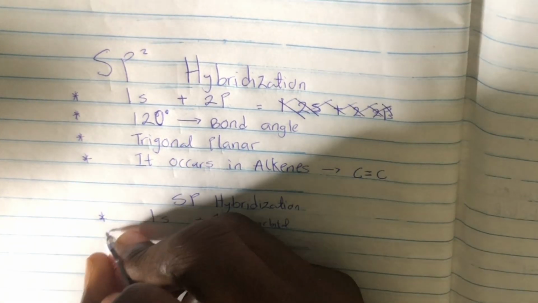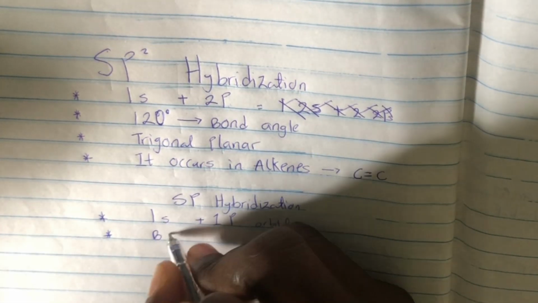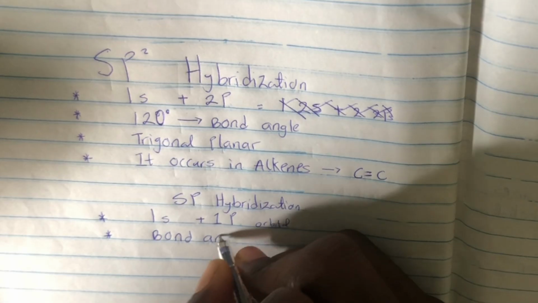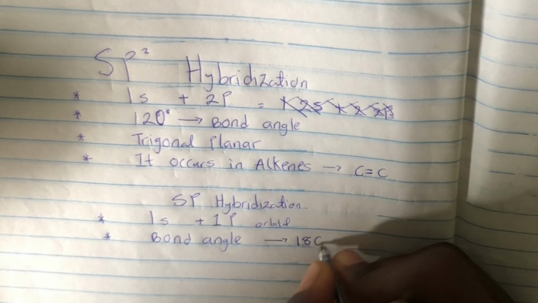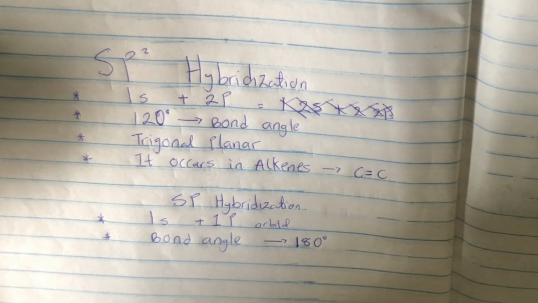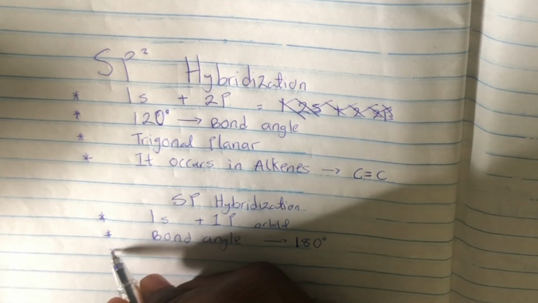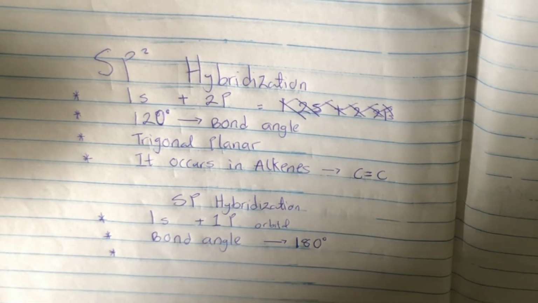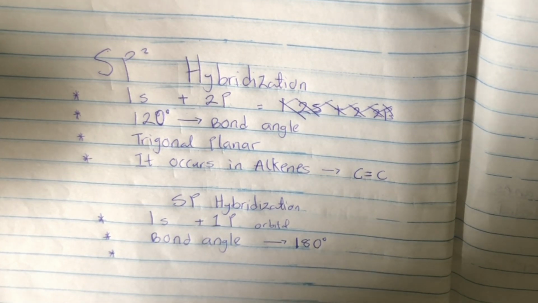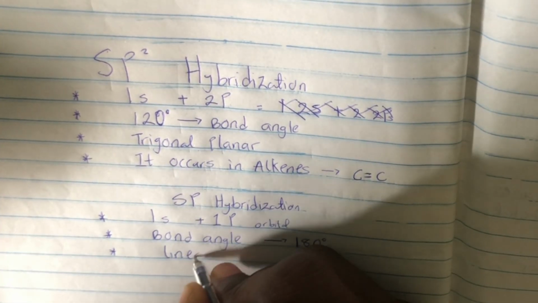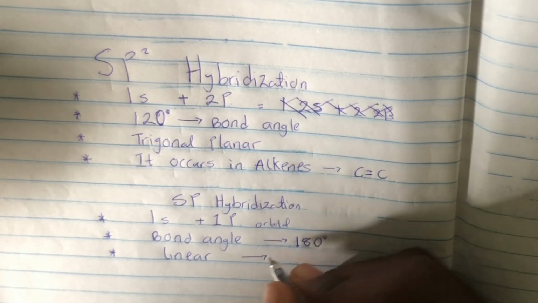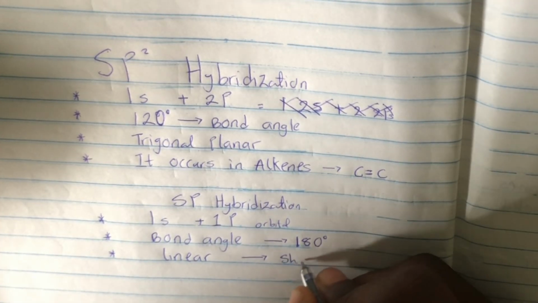So the bond angle for SP hybridization is simply 180 degrees. From the angle, you should know the shape. Since it's 180 degrees, that's an angle in a straight line. That means the shape is straight, which is linear. The shape of this kind of hybridization is linear.